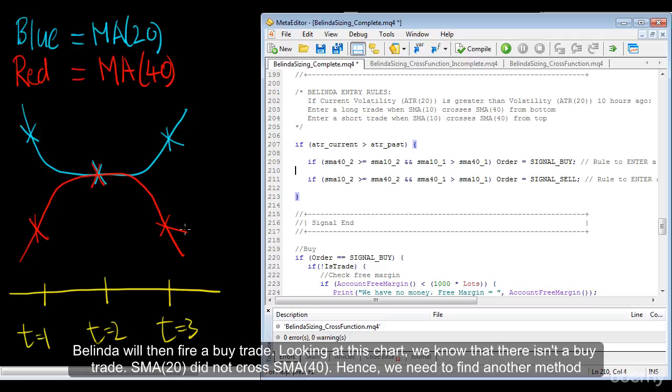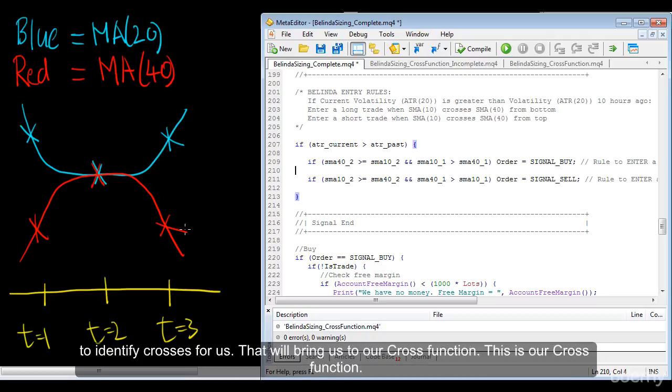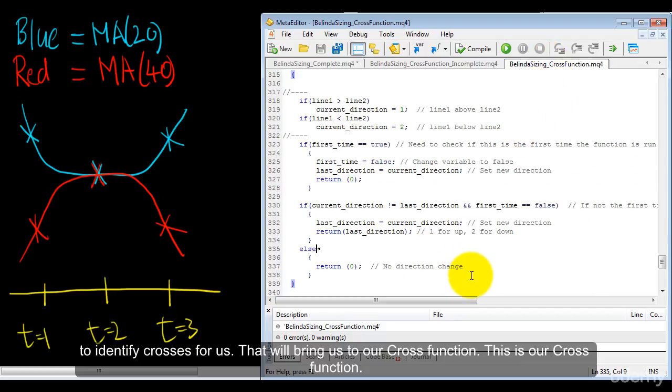And looking at this chart, we know that there isn't a buy trade. SMA 20 did not cross SMA 40. So hence we need to find another method to identify crosses for us. And that will bring us to our cross function. So this is our cross function.